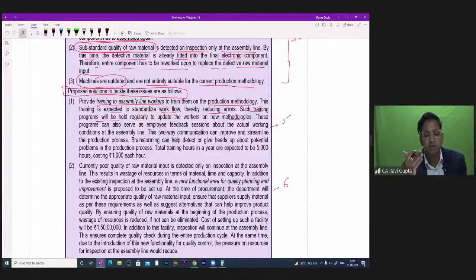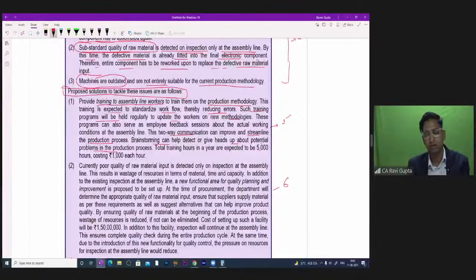These programs can also serve as employee feedback sessions about the actual working conditions at the assembly line. This two-way communication can improve and streamline the production process. So when we have two-way communication, definitely it will improve the production process. Brainstorming can help detect or give a heads up to the potential problems in the production process.